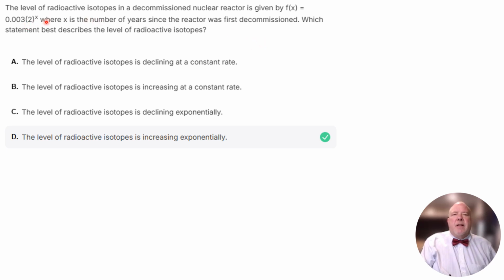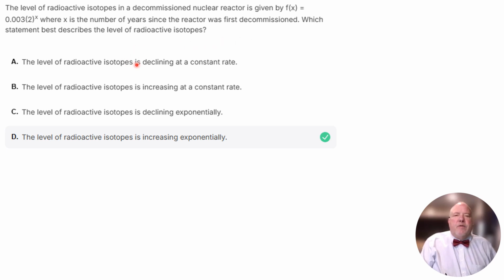So this question says the level of radioactive isotopes in a decommissioned nuclear reactor is given by f of x equals 0.003 times 2 to the x power, where x is the number of years since the reactor was first decommissioned. Which statement best describes the level of radioactive isotopes?